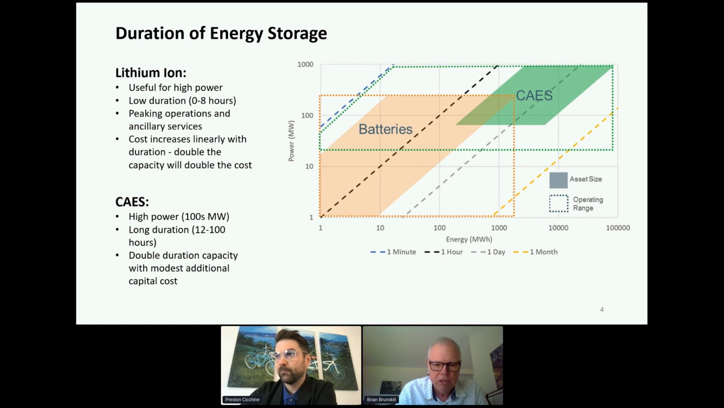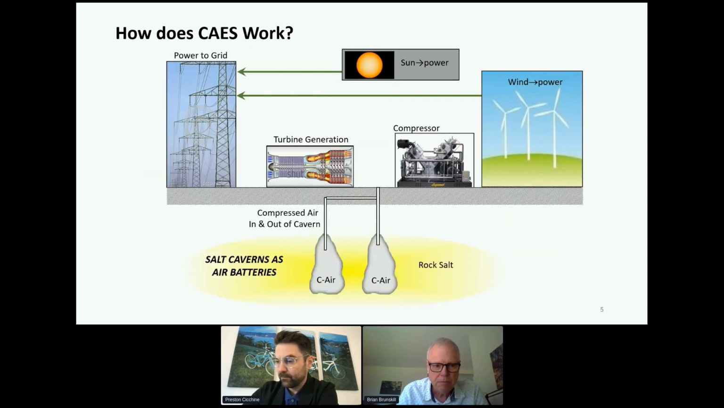CAES occupies a different space. There's some overlap, of course, but CAES is available for high power, potentially hundreds of megawatts, and long duration for many hours, even many days. And as we'll see in a few moments, we can essentially double or increase that duration capacity with modest additional capital cost. So how does CAES work?